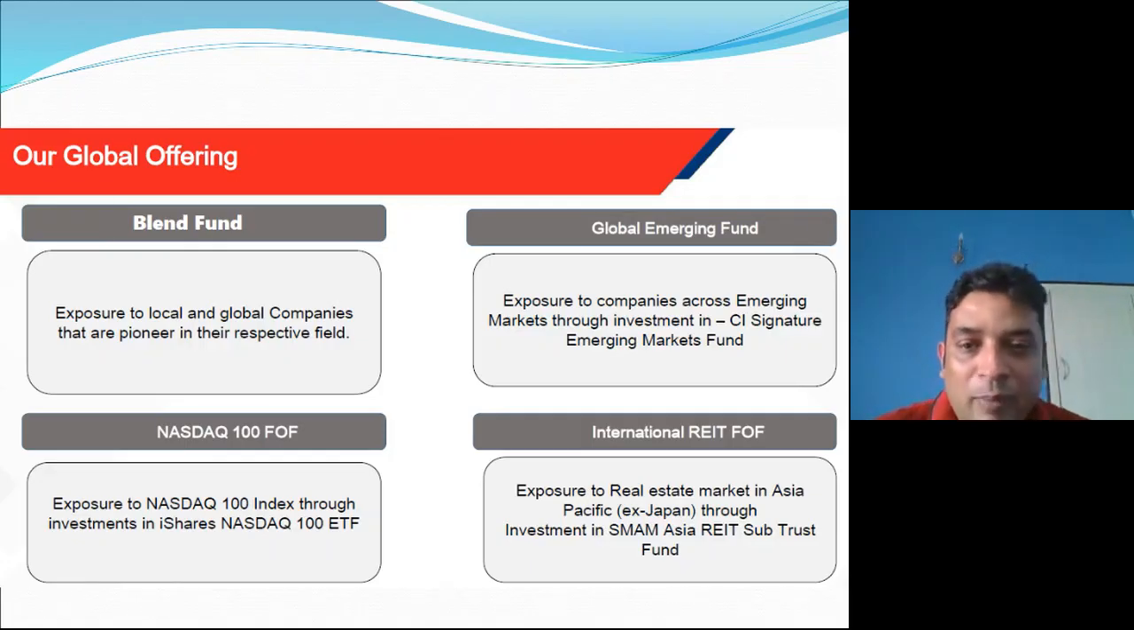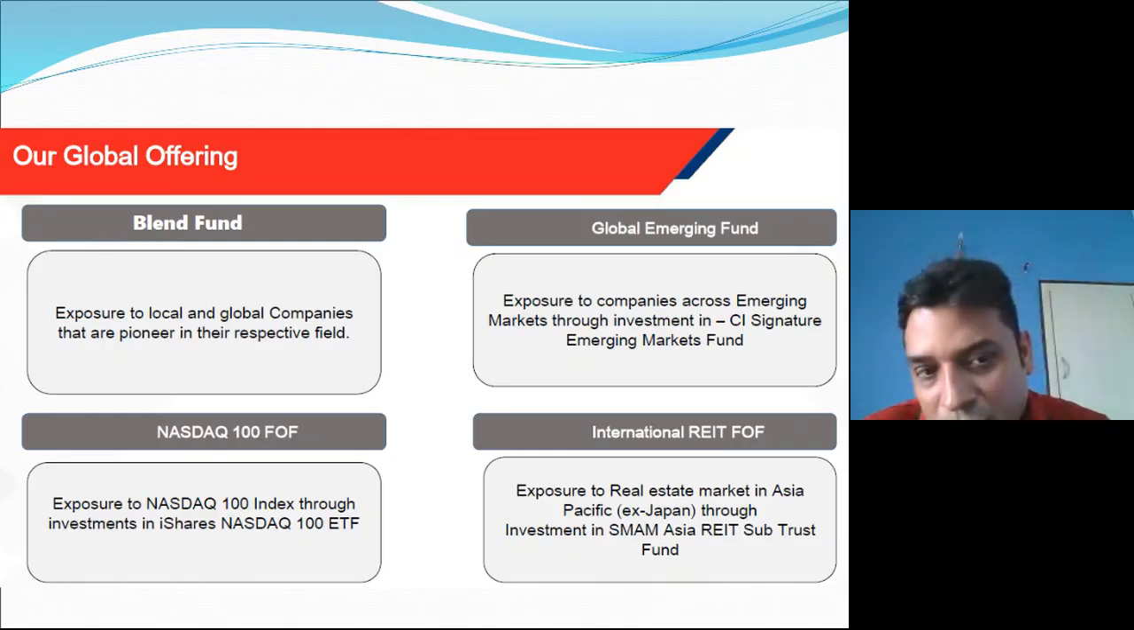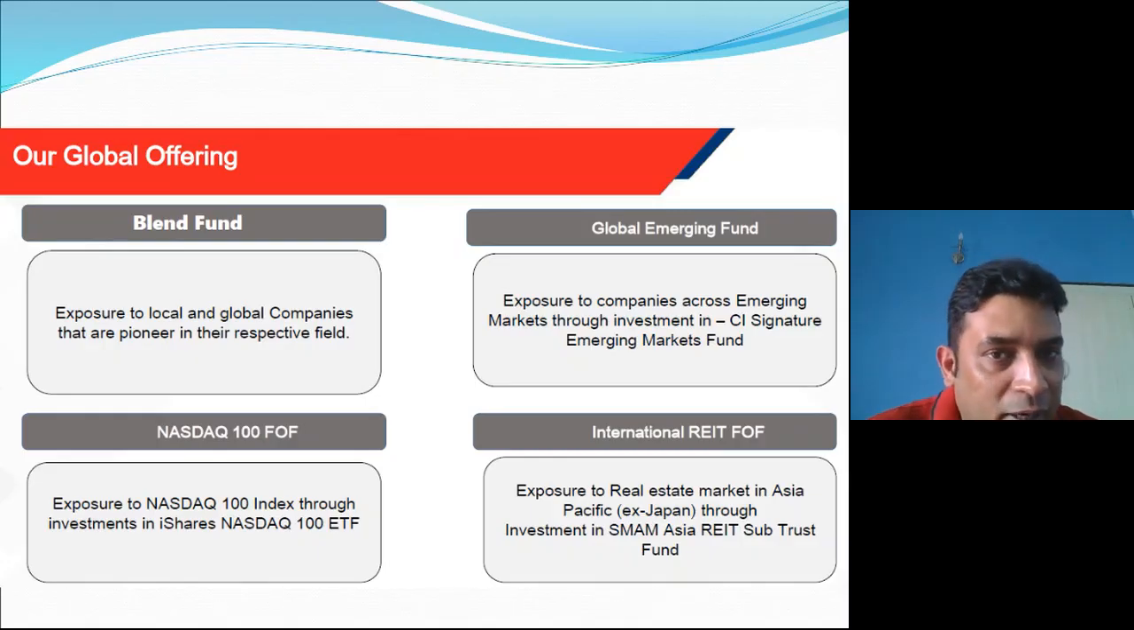You have global emerging funds, which offer you different markets, small and mid cap companies to invest into. And there is another interesting fund which has come up currently, the global real estate fund. You can take exposure in the real estate market in Asia Pacific through investment in the Asia REIT Sub Trust Fund. So those are the specific kinds of products which have come up. I will suggest that if you are a first time investor, either you go with a Nasdaq 100, or you go with a fund which clubs global as well as domestic funds.